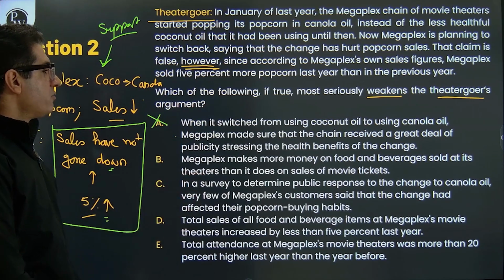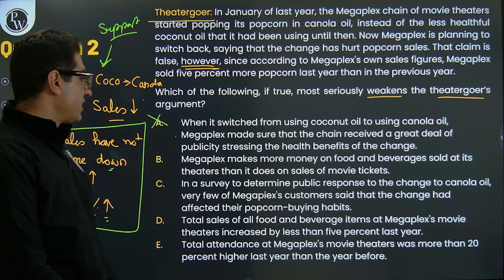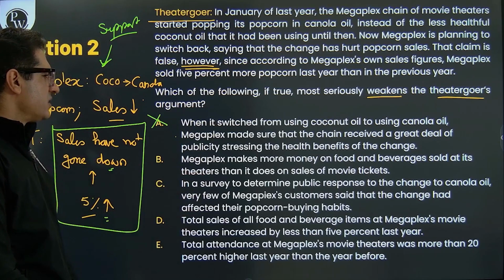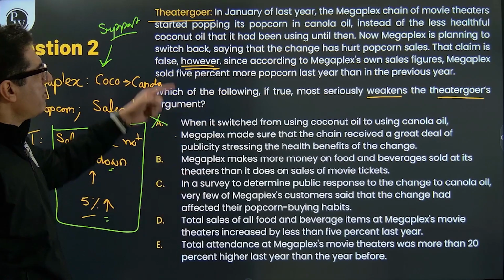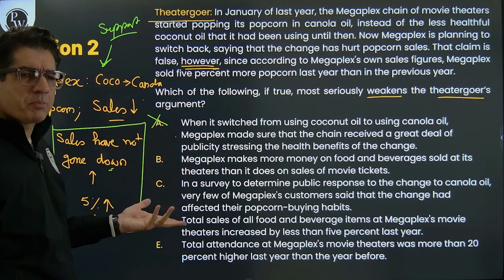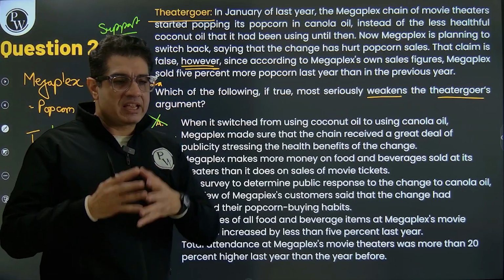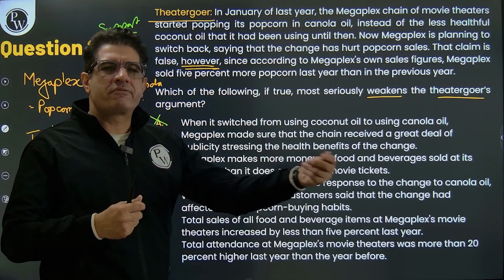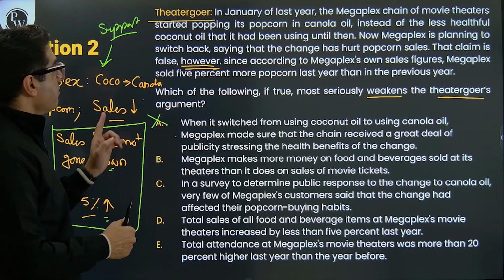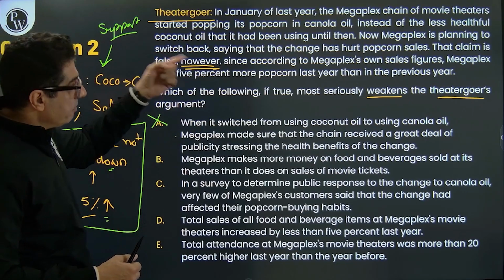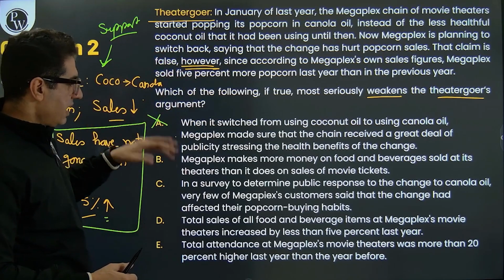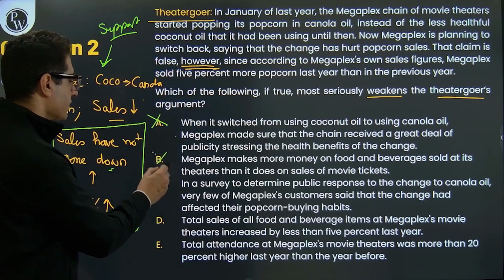B, Megaplex makes more money on food and beverages sold at its theatres than it does on sales of movie tickets. Once again, irrelevant to the sales figure of popcorn. It is not about the breakup of the revenue from different categories. It is about whether the sales from popcorn have gone down or not.